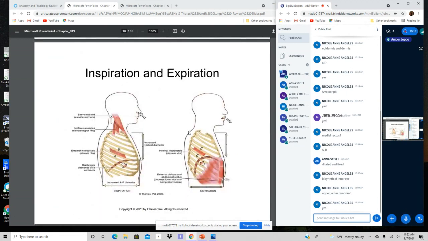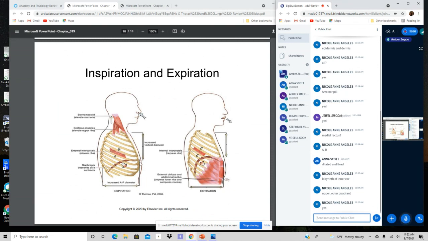When we inhale and exhale, there's an increase in our vertical diameter because the intercostal muscles are elevating, right? The intercostal muscles are elevating our ribs, which is increasing our vertical diameter. What's also going on is our sternocleidomastoid muscle is getting involved, and it's helping to elevate those ribs as well. And then, because of the diaphragm, as it contracts it descends, it goes downwards when we inhale, and it increases the anterior posterior diameter, which is the horizontal diameter of the thoracic cavity.